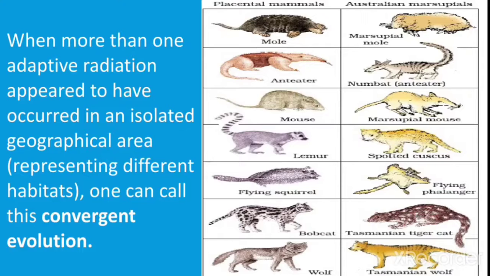We are observing adaptive radiation in placental mammals as well as Australian marsupials, and it is occurring in the same place, Australia. So when more than one adaptive radiation appeared to have occurred in an isolated geographical area, we can also call this convergent evolution. The structures are very much similar because of their similar needs. So the evolution is convergent evolution.